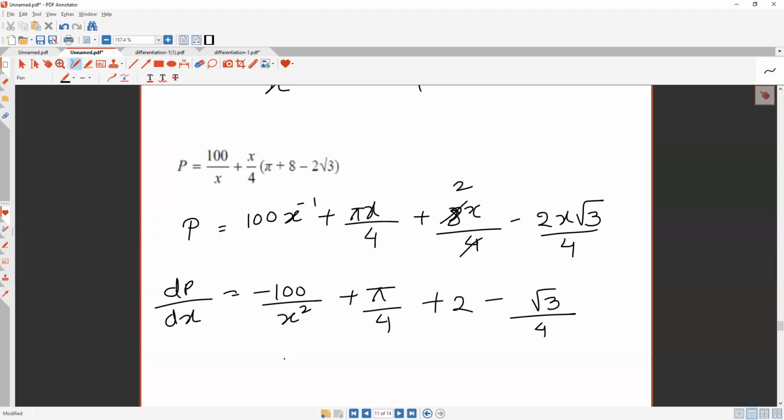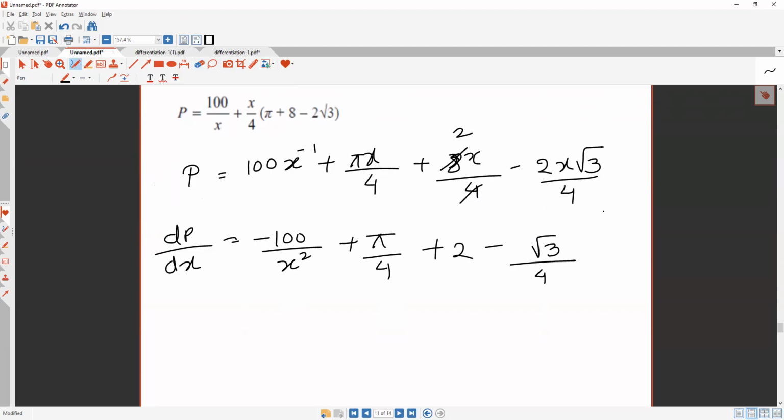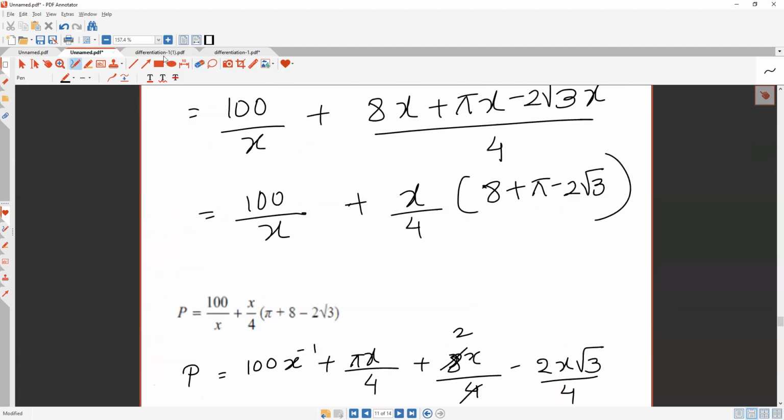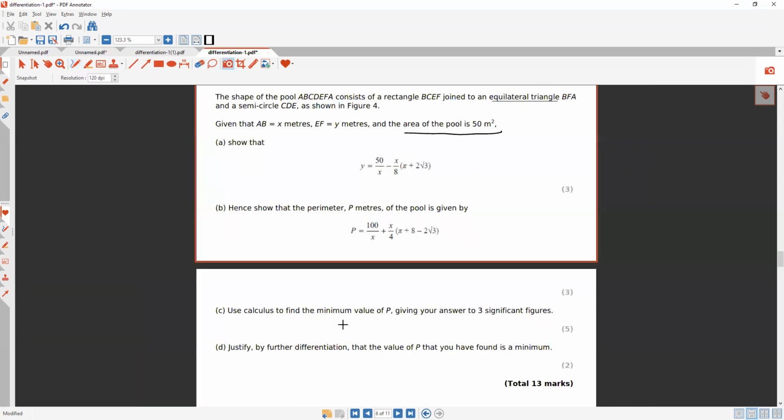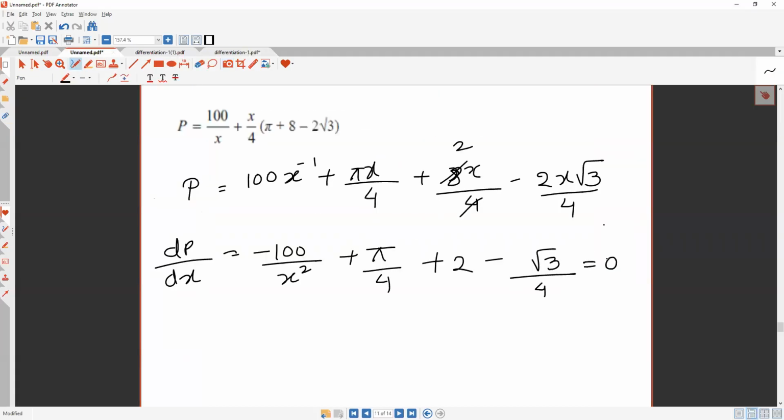Now, they said it is minimum, right? Did they say minimum or did they tell you to find the maximum value? Find the minimum value of P. So dP by dx equals 0. So set it equal to 0.